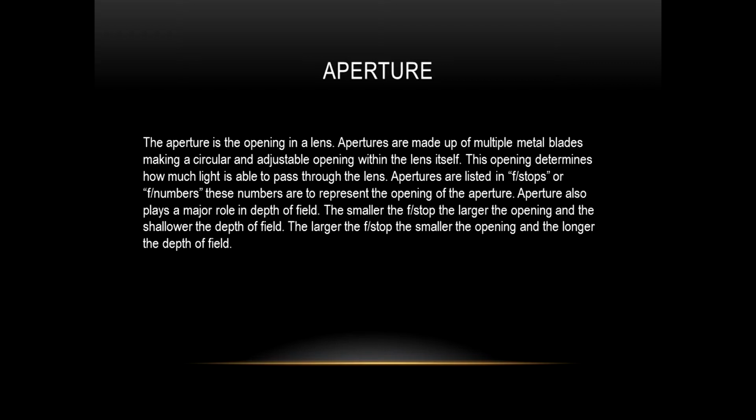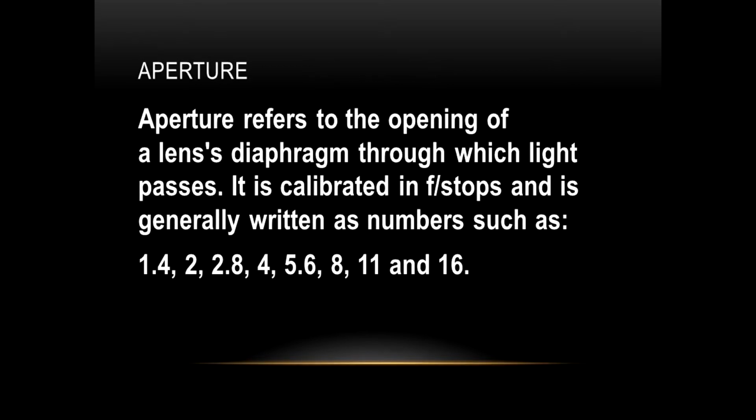So just like with shutter speed, I pulled a strict, more textbook definition and wanted to share it with you, Photo World, just as another simplified way of looking at it. Aperture refers to the opening of a lens's diaphragm through which light passes. It is calibrated in f-stops and is generally written as numbers such as 1.4, 2, 2.8, 4, 5.6, 8, 11, and 16. It goes on from there: 22, 32, 45, 64. Most of your lenses probably go up to at least 22. Some go to 32. There was even a club once called f/64, based on that long depth of field for a very small aperture all the way at f/64.